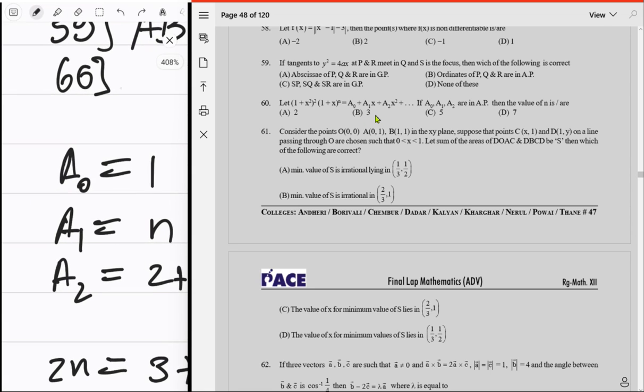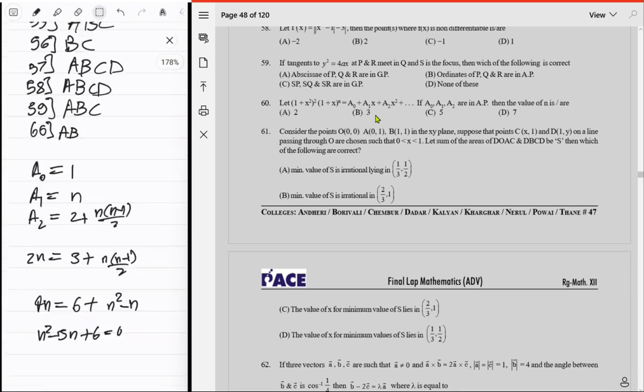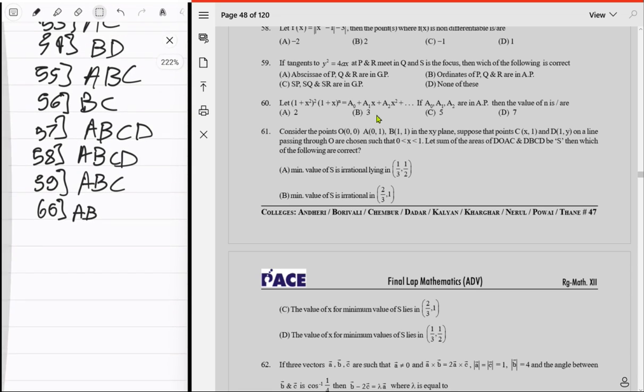Next question. ये easy क्यों हो गए? This should not become easier, it should become harder, right? But ये easy हो गया for some reason.